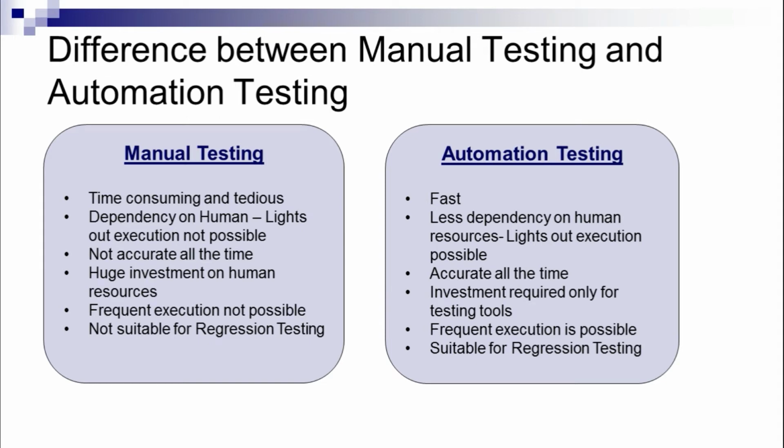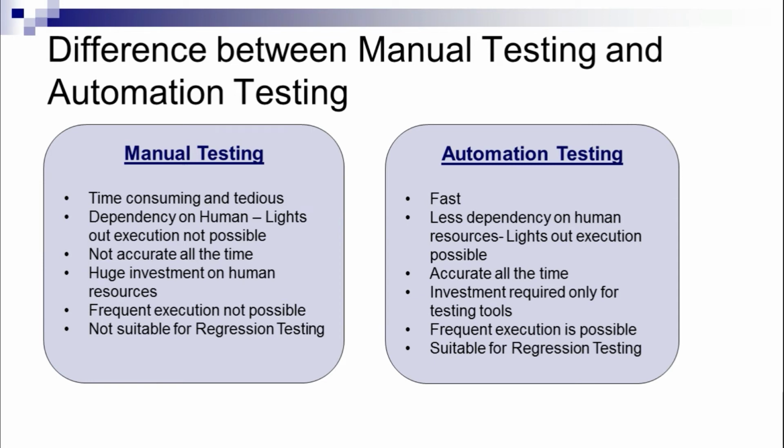Not accurate all the time. Like I said, when you do 1,000 plus transactions, you will tend to miss steps. That means accuracy will get affected. Whereas in automation, all your test steps have already been coded and they've been tested for their accuracy. So that's the reason automation testing will give you accurate results whenever you run the automation test suite.